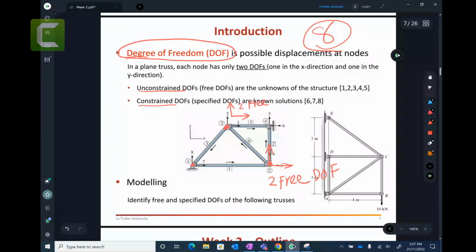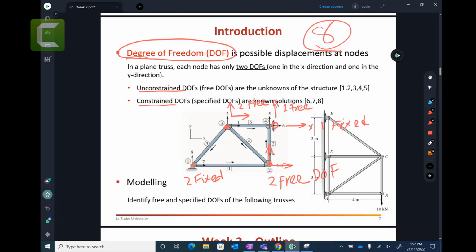If you come back here, this point is pinned. It cannot go left to right. It cannot go up and down. So there are 2 fixed degrees of freedom. Are you with me? This is a roller. The roller cannot prevent movement in this direction, but this point cannot go in that direction. So there is 1 fixed degree of freedom here, and there is 1 free degree of freedom here for the roller.